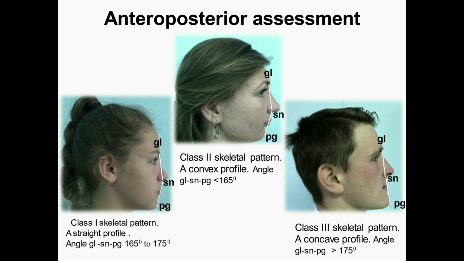Class 2 skeletal pattern. The mandible is too far posterior in relation to the maxilla. The patient presents with a convex profile known as a retrognathic profile. Class 3 skeletal pattern. The mandible is positioned anterior to the maxilla. The patient presents with a concave profile known as a prognathic profile due to overgrowth of the mandible.